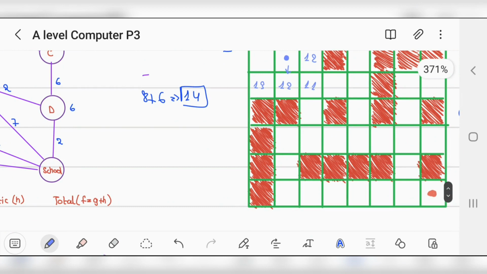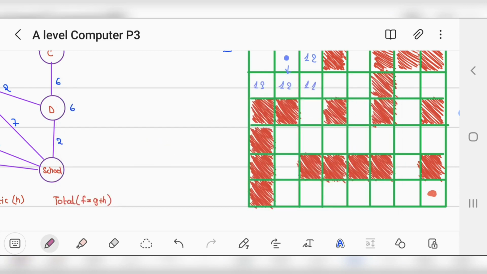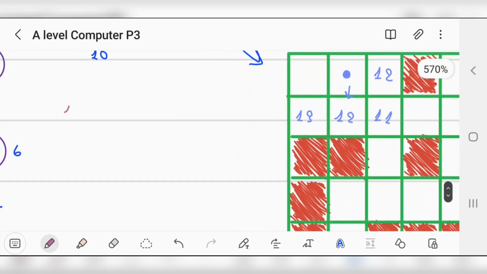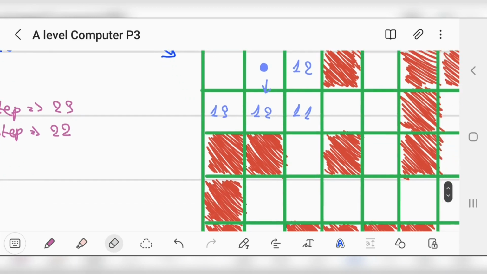So in the first, let me just calculate each and everything. In the first step, I went right. So in going right, which means 13 plus 10, 13 plus 10 is 23. Second step, I decide to go down. Going down means 12 plus 10, which is 22. So what I have just done here, I have just gone to here. 12 plus 10 is 22.